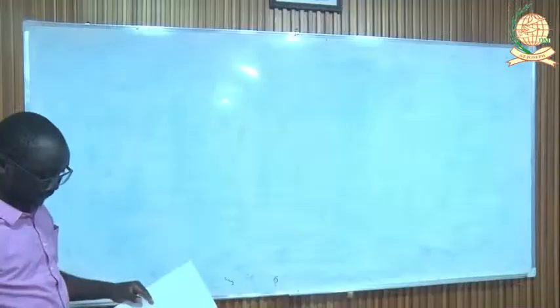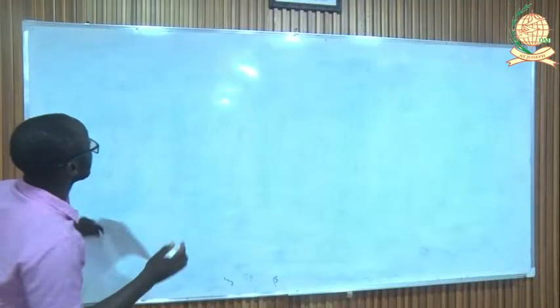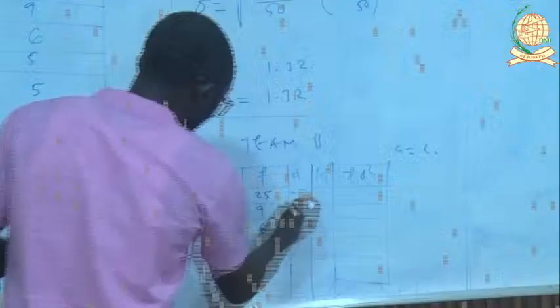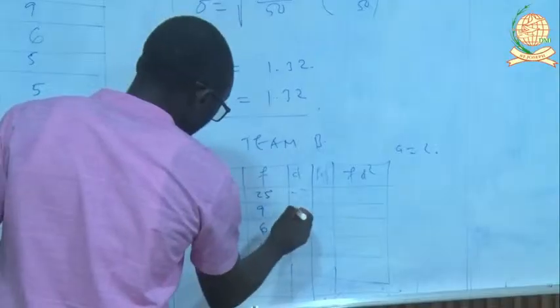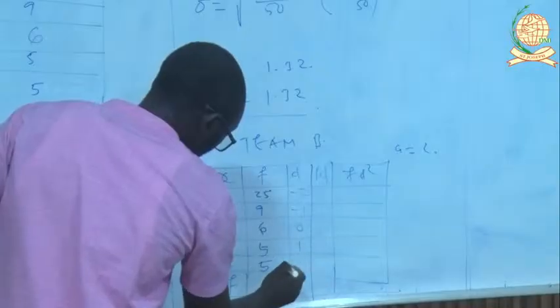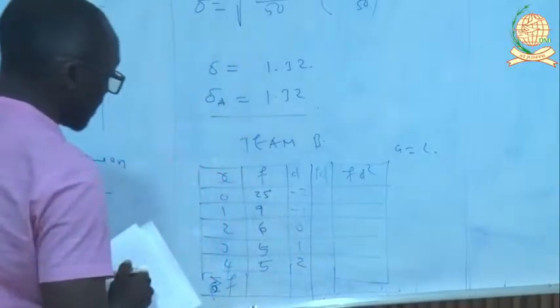So we are going to proceed with question number 4. 1 minus 2 negative 1, 2 minus 2 0, 3 minus 2 1, 4 minus 2 2. Then FD, the product of frequency and deviation.